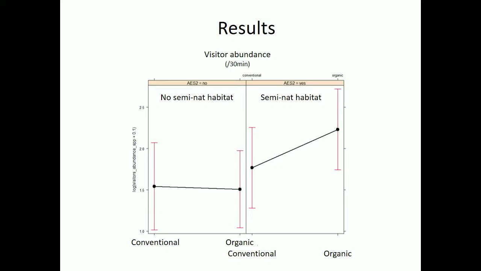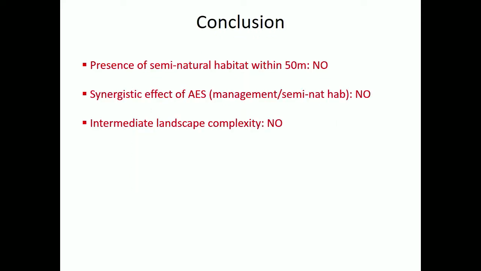Like here you have no AES, you have one AES here, one AES here, so it's slightly higher, and then an additive effect when you have two AES. But it's not significant. What I think we need to do is go a little bit more into detail, because at the moment we can't say that there's an effect of semi-natural habitat, but there's no synergistic effect of AES. And I also didn't show you the data, but there's no intermediate complexity going on there.